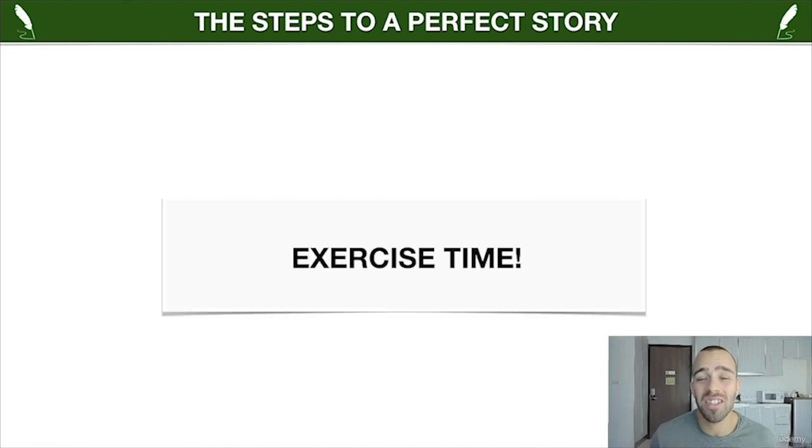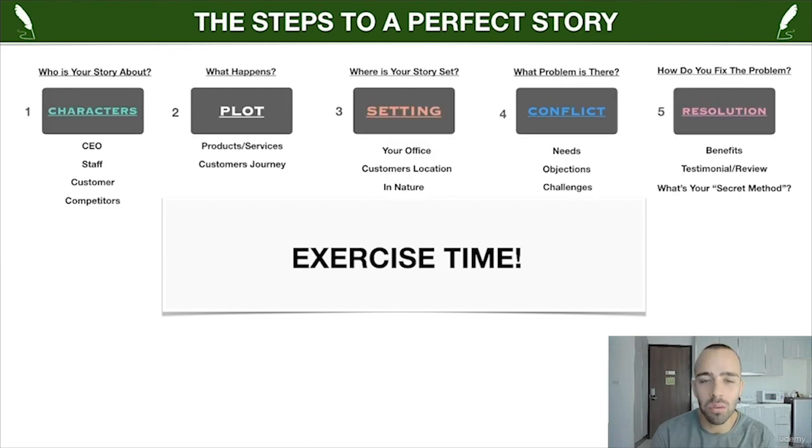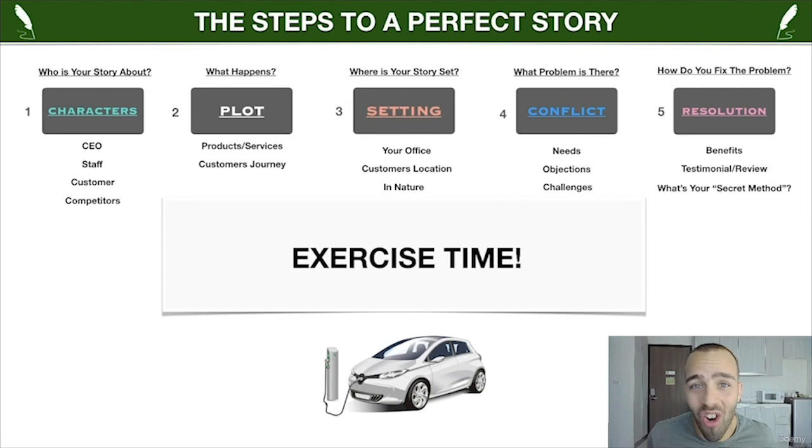All right, guys, so now it's exercise time. Now it's time for you to write your own story with these steps. If you don't have a subject in mind, then write about this electric car, okay? So write a story and take this step by step. Take your time, write it on a piece of paper with a pen in your hand, or write it on your phone, on a computer, on an iPad, on your wall, whichever works for you. Now it's exercise time.